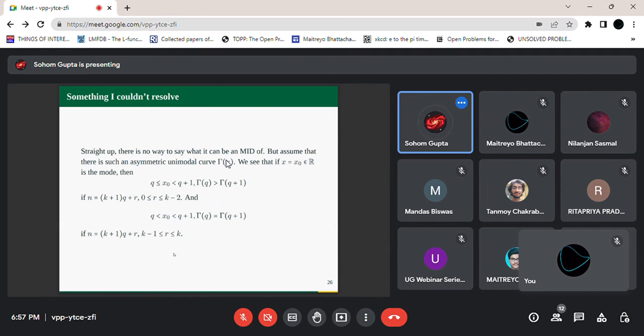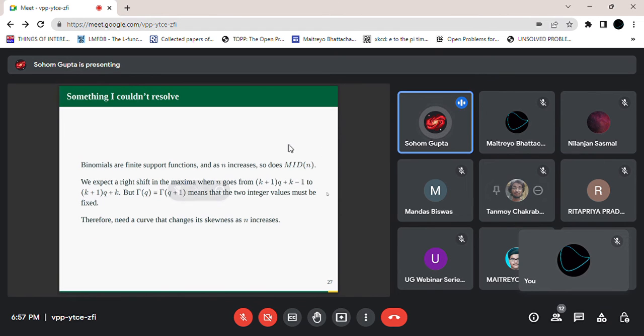However, for r belonging to k minus 1 and k, so there are two different values, if n divided by k plus 1 is q plus r, where r can be k minus 1 or k, then the mode will still be in between these two numbers, but gamma q has to be equal to gamma q plus 1. So for two different values of k, this point and this point would be the same, irrespective of the nature of the graph between the two points.